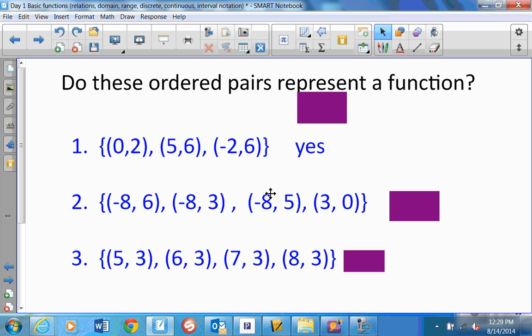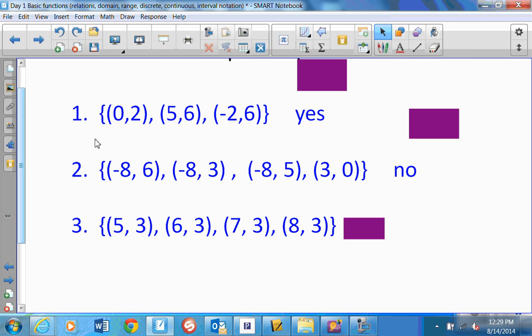How about this guy? No. -8 is triple timing. Bad, bad. Not good for your dating life. Okay, how about here? Yes, it's okay. Remember, the y's can repeat all day long. It's just your x's can't. Okay, so you got the idea about what makes functions cool.